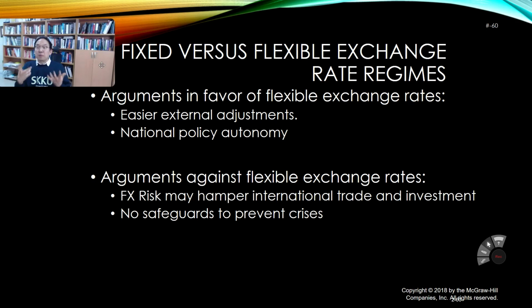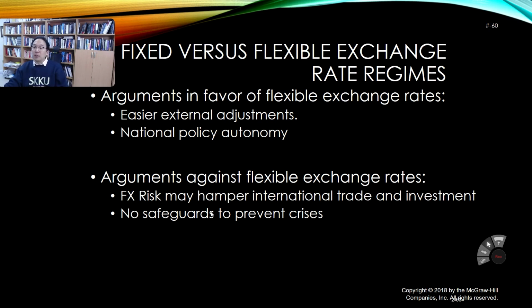impossible trinity, right? As long as you want to have fiscal and monetary policy independence, you need some flexible exchange rates, and then you will be able to have access to global capital markets together. Three things together. If you want to have a fixed exchange rate and all, have the rest of the two things together, impossible.